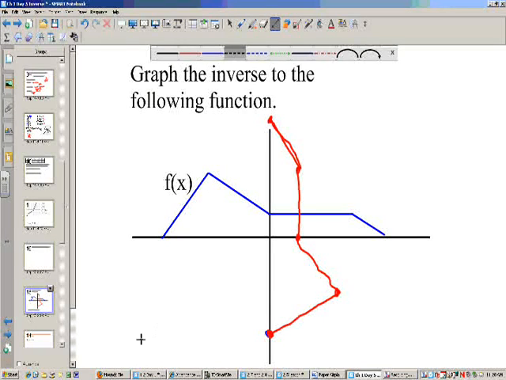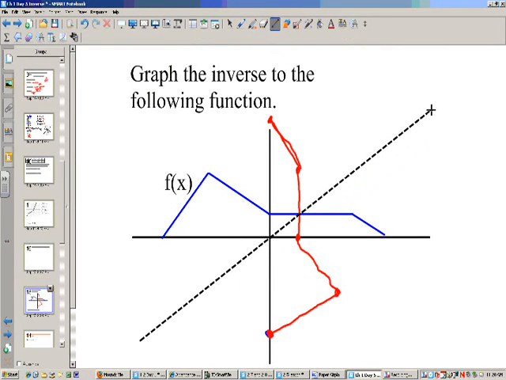Now if we take a look at drawing a line through the y equals x, does that look roughly like a reflection? Looks close enough.